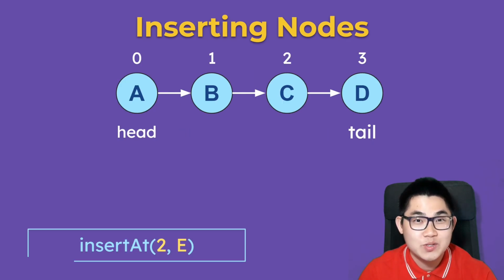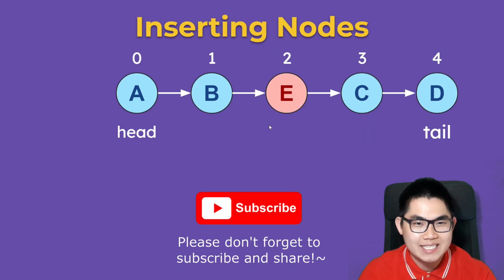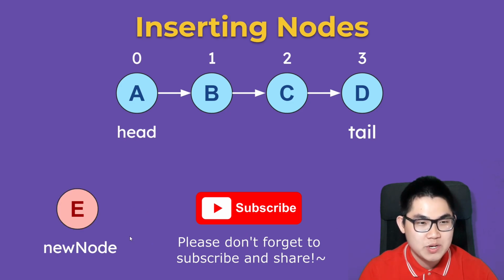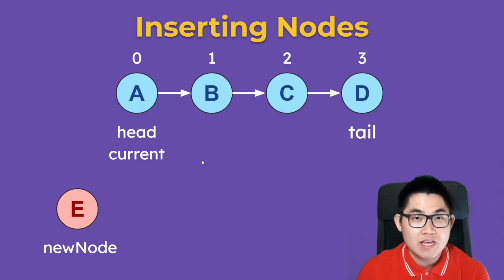I'm going to show you how to insert a node at a specific index. So let's say this is our linked list currently, and we want to insert E at index 2, meaning we want to insert E at index 2 like this. We first create the new node, and then we create a new pointer. This pointer is called current. Our goal is to put E at index 2. So we need to bring current to the node before index 2. Meaning we want to bring current to this one. So all we have to do is move current up to B.